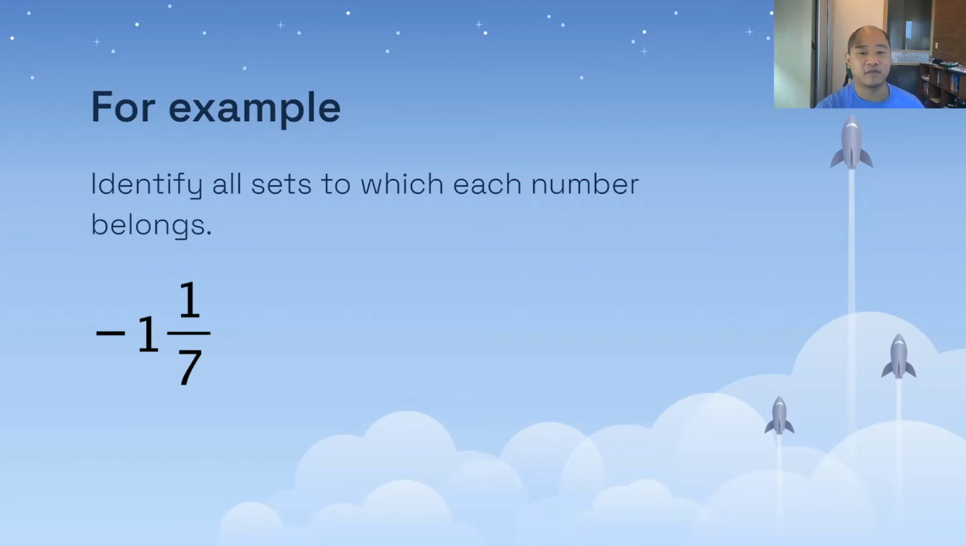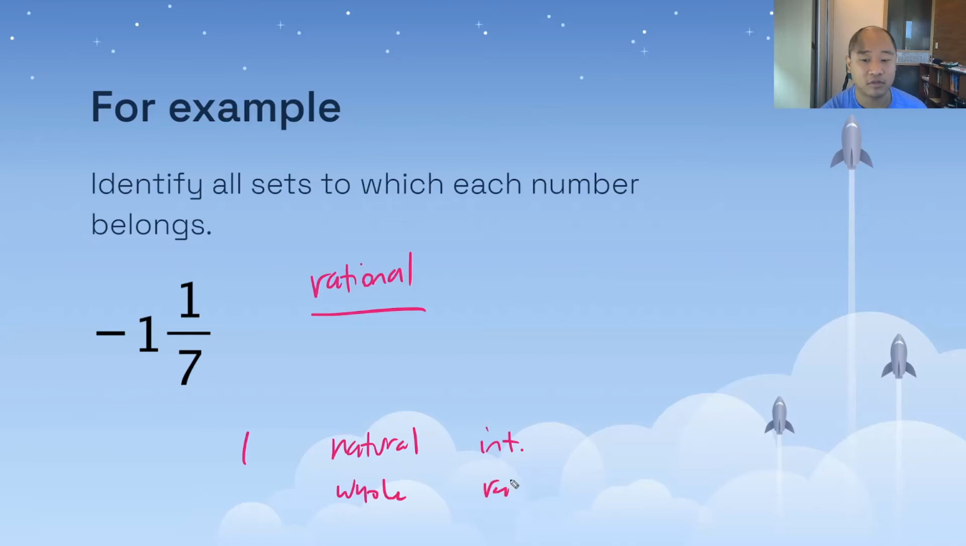Okay. Identify all sets to which each number belongs. So, what kind of number is this? Is this a natural number? It is not. Is it a whole number? No. Is it an integer? Nope. Is it a rational number? Yes. So it's a rational number, and that's the only set to which this number belongs. Okay? Some numbers, like 1, are included in natural numbers. It's a whole number. It's an integer. It's a rational number.